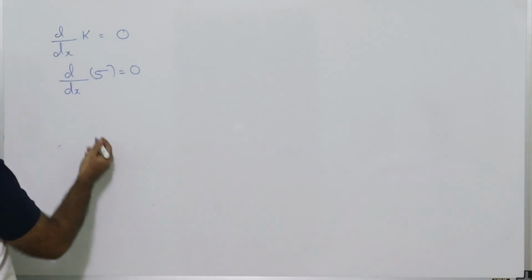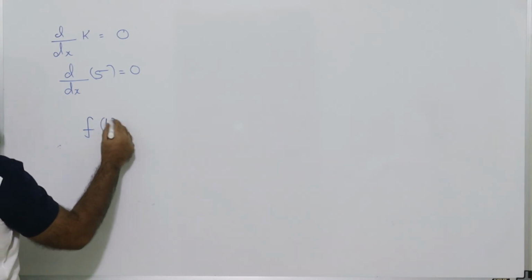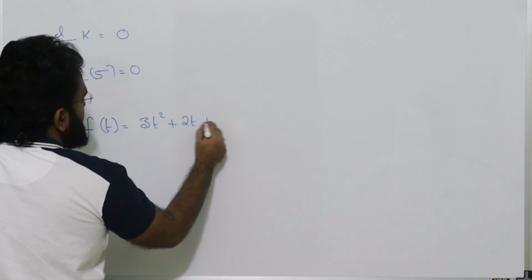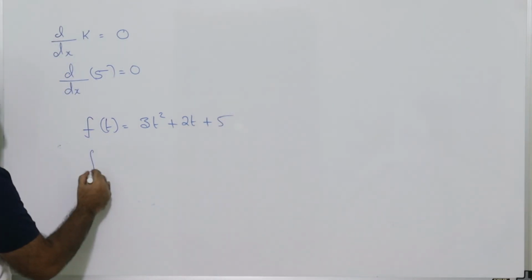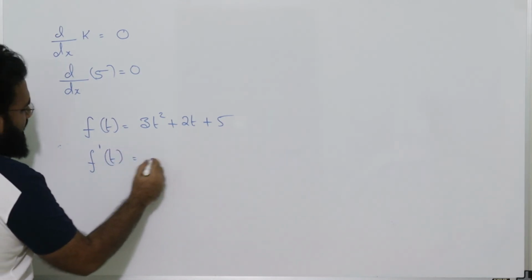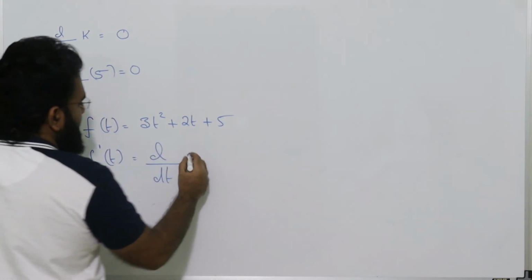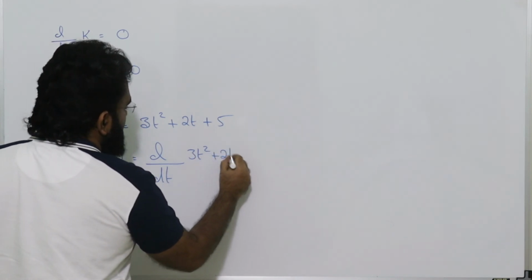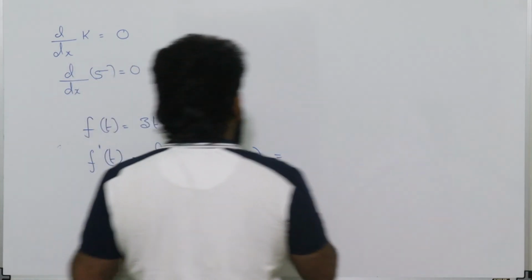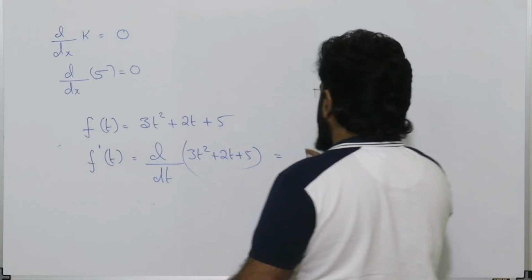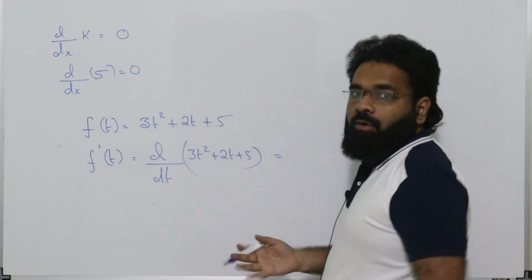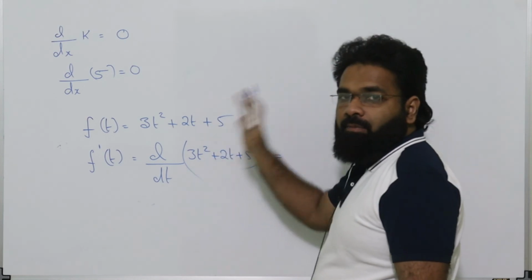Okay. Suppose we get f of t is equal to 3t square plus 2t plus 5. Then we are asked to find the differentiation of this. So f dash of t is nothing but d by dt of 3t square plus 2t plus 5. So when you do differentiation, we got here 1, 2, 3 parts. No need to worry, differentiate it separately, but then put like this.